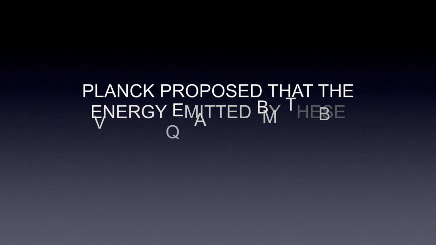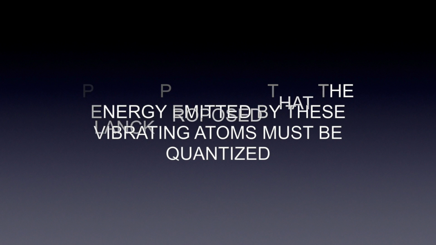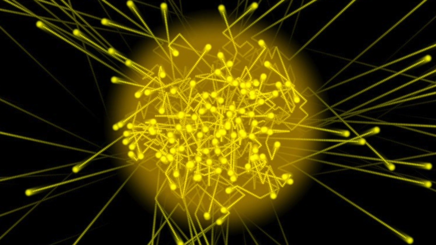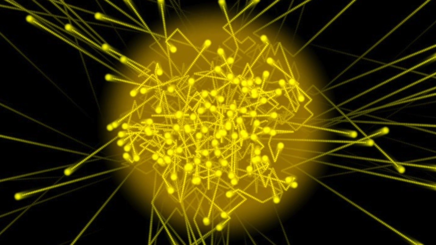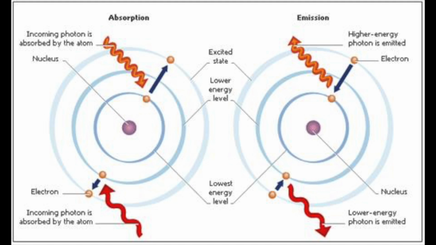Planck proposed that the energy emitted by these vibrating atoms must be quantized, meaning that they must have specific values, not infinite values. The energy can only take on a discrete value from a set of expected values. Now that we know more about light, we understand this to mean that a photon can only contain specific quantities of energy. This is because the energy transferred to an electron from a photon that allows it to move up energy levels only allows it to release the quantity of energy that was originally absorbed.